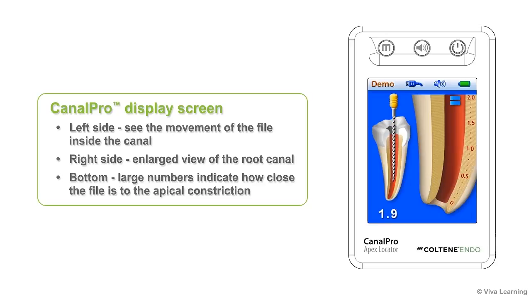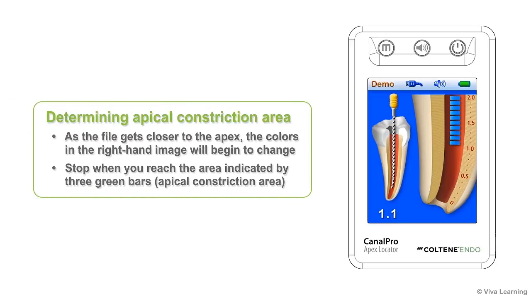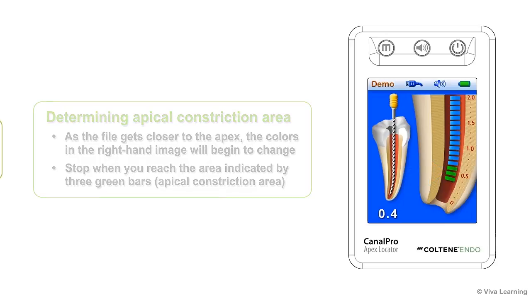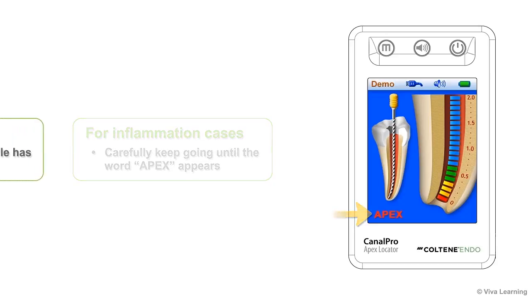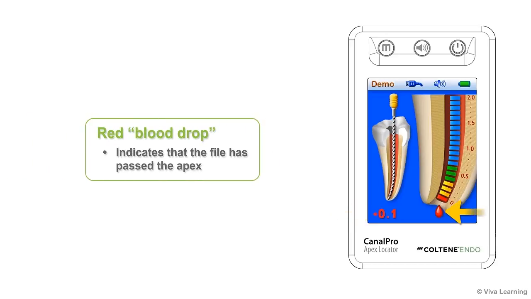Large numbers will show at the bottom of the screen to indicate how close the file is to the apical constriction. As the file gets closer to the apex, the colors in the right-hand image will begin to change. For most root canals, you'll want to stop when you reach the area indicated by 3 green bars, which is the apical constriction area. For inflammation cases where the pus has to be transported upwards through the canal, you can carefully keep going until the word apex appears. If you go too far, a red blood drop will show to indicate that the file has passed the apex.